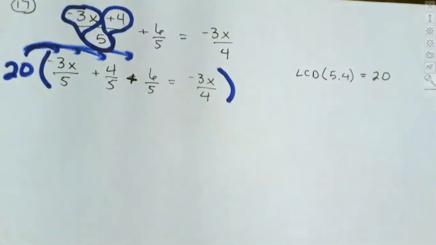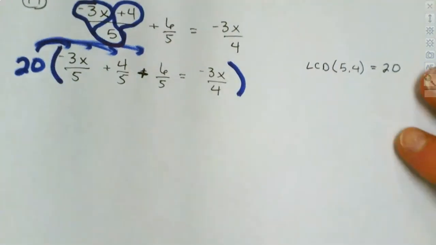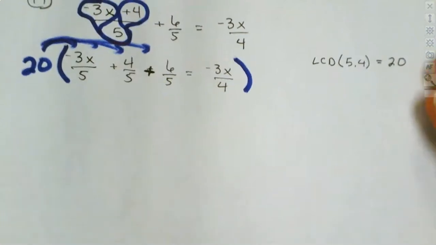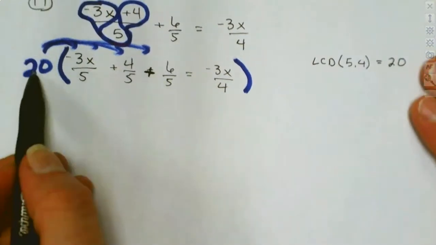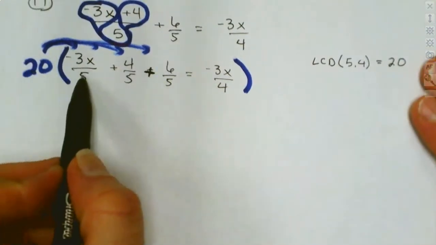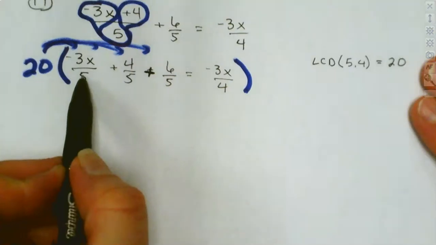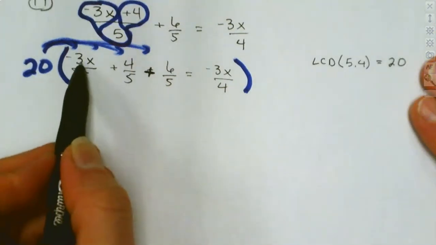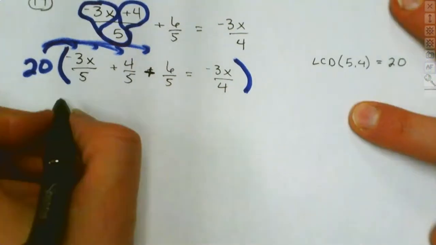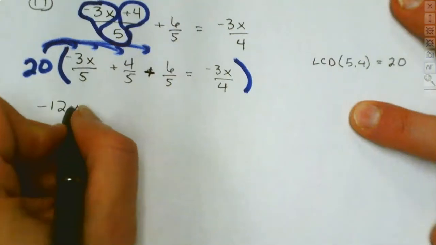And how do we clear them out? We divide and multiply. Just remember, divide, multiply. So 20 divided by 5, what is that? 4. Okay? And 4 times a negative 3 makes it a negative 12x.